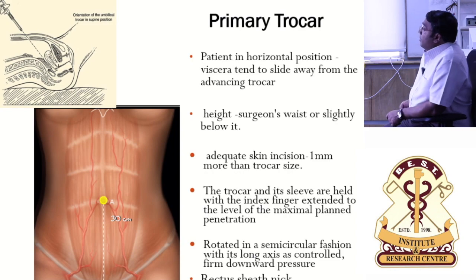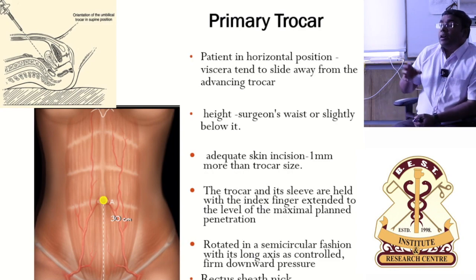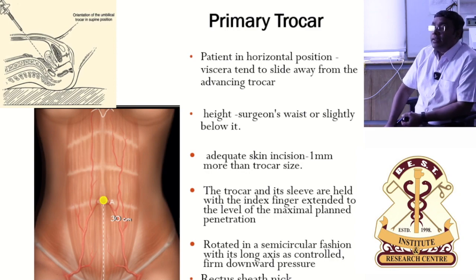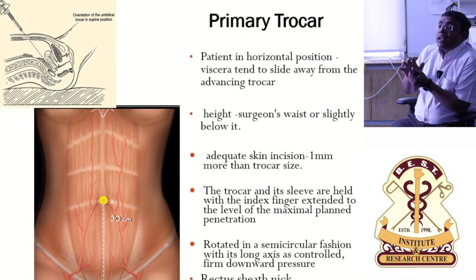Then where is the pressure coming from for the primary trocar in your hand? This is just hitting against the thenar eminence, but where is the pressure or the force coming from to introduce your primary trocar?